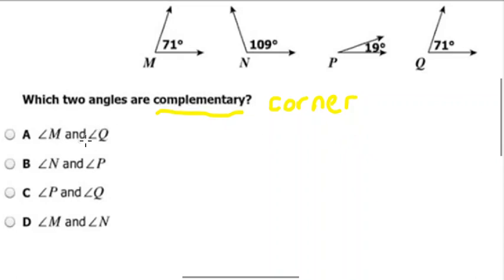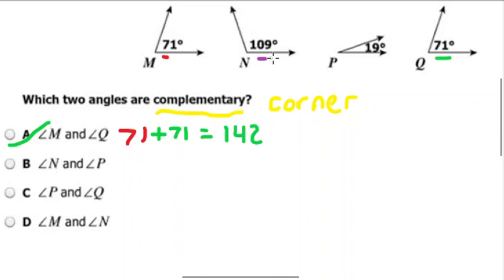So let's see, angle M and angle Q. Angle M is 71 degrees, so 71 degrees. Angle Q is also 71 degrees. So 71 plus 71 gives me 142. So that does not equal 90, so that's not complementary. So I can cross that one off. So let's try the next one.